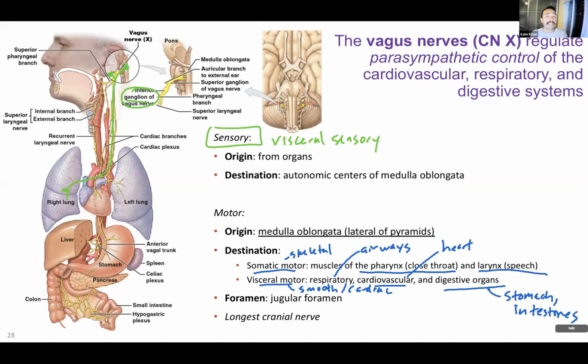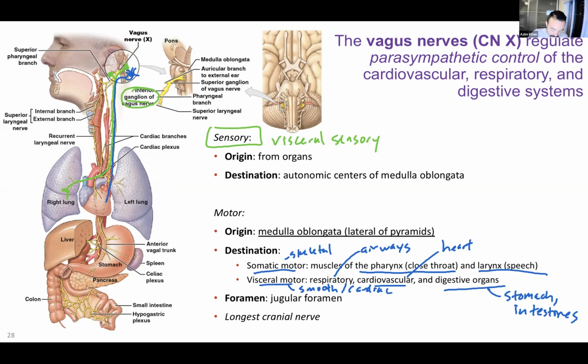So let's say you want to make your stomach digest. You want to make your stomach move and rumble around. I'm going to draw it up here. You'd have your multipolar neuron starting in the medulla. It exits out, goes down, down, down, and ends at the stomach. It's actually a little more nuanced than that.